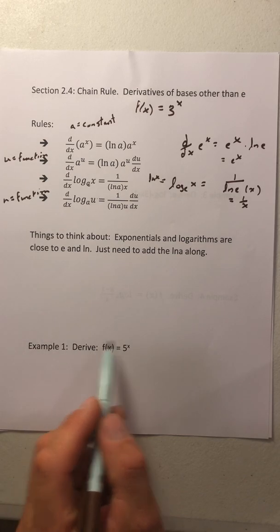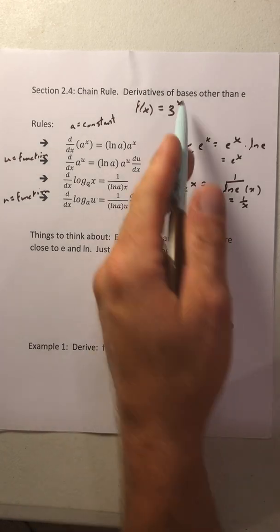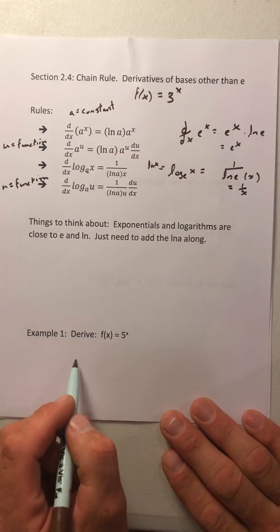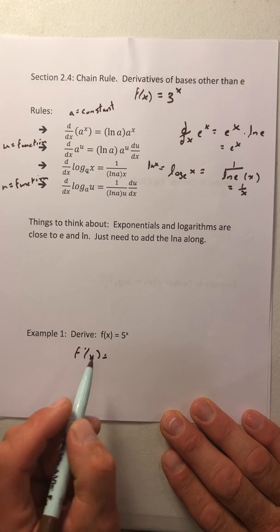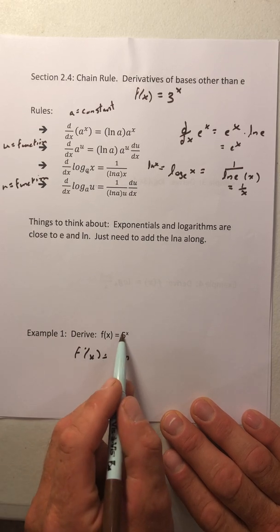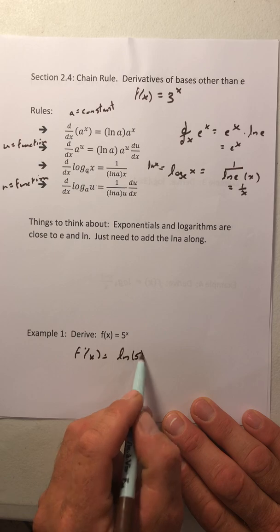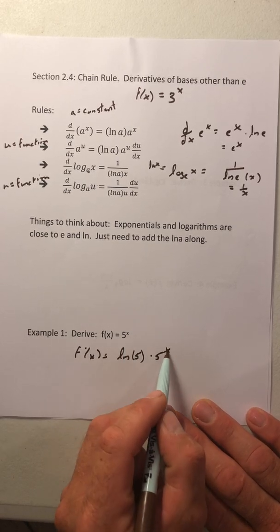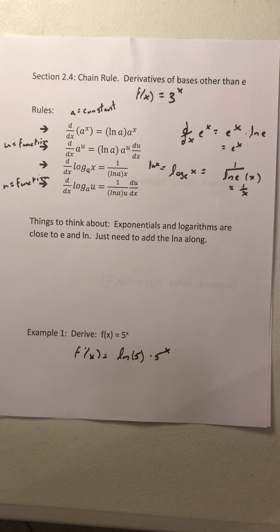All right. So how do we find the derivative of 5 to the x, or if we wanted 3 to the x up there? So how do I find the derivative there? Well, my f prime of x, we're going to take the natural log of the base, natural log of 5, and then to that we're going to multiply the function 5 to the x. And there you go. We're done. Simple as that. Easy peasy.